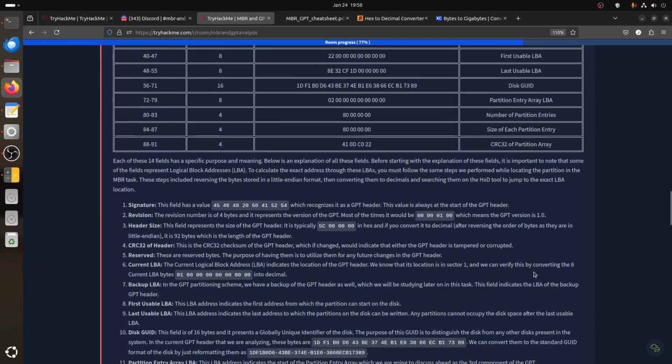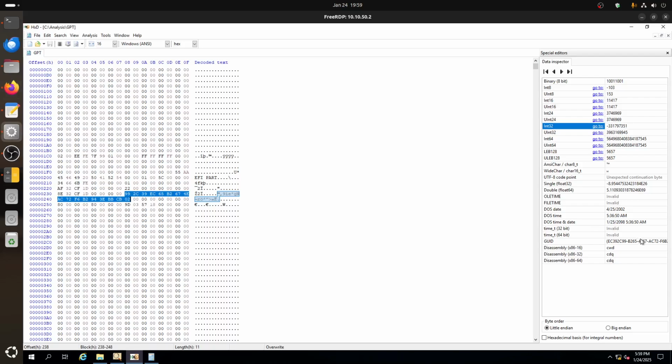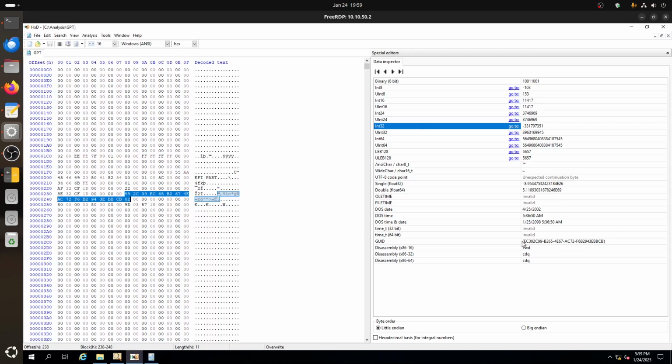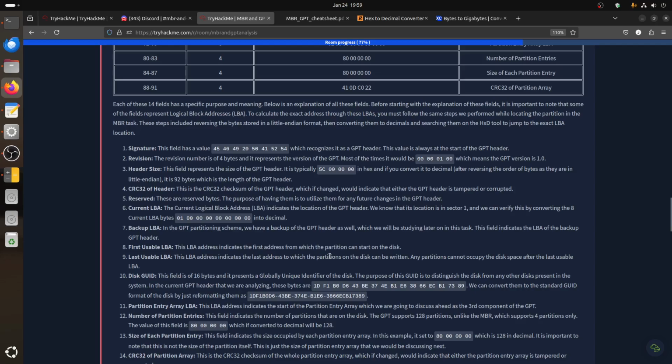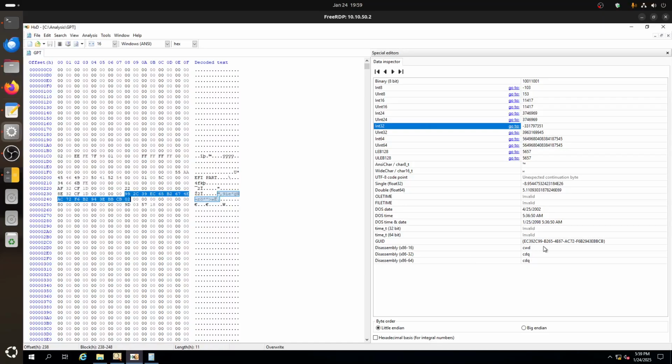Let's practice, because this way we just confuse ourselves. The GUID, you just do this. You can do whatever he said, or just do this. When you highlight it, it calculates for you automatically. They tell you exactly how to do it here. He said we can convert them to the standard GUID format by just reformatting them. So basically put a dash there, dash there, dash there. It's the same, or you can just highlight it and it does it for you.